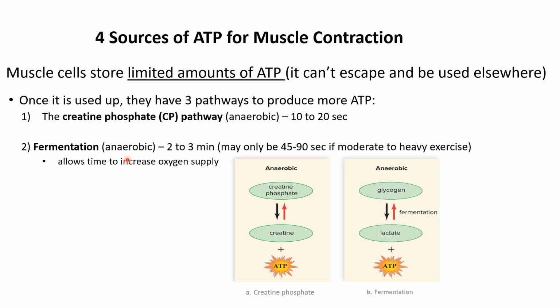Second way is by fermentation. So this is our anaerobic process. It's able to last about 2 to 3 minutes at a time, maybe only 45 to 90 seconds if you're doing moderate or heavy exercise. And in this process, this is how we're going to be making our lactic acid.